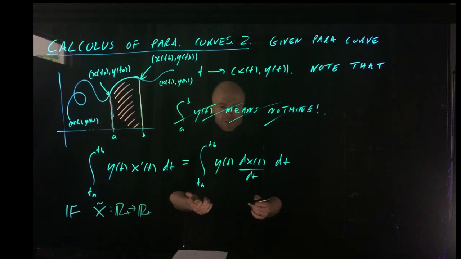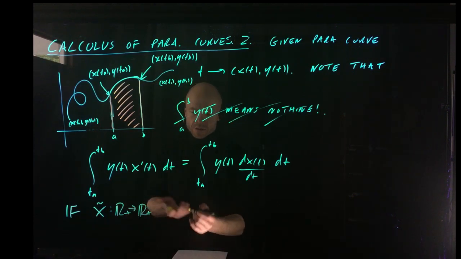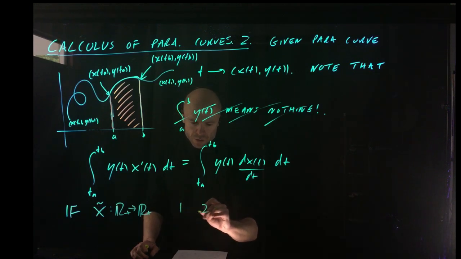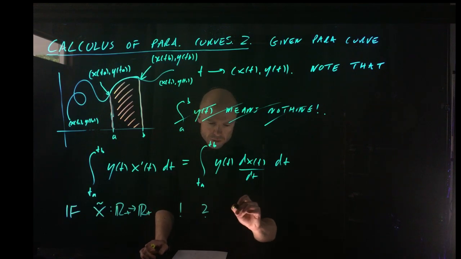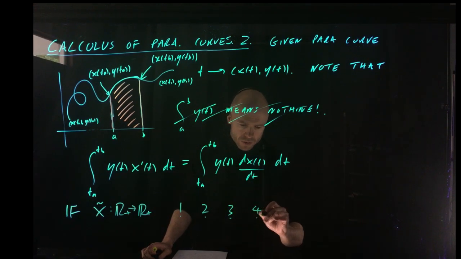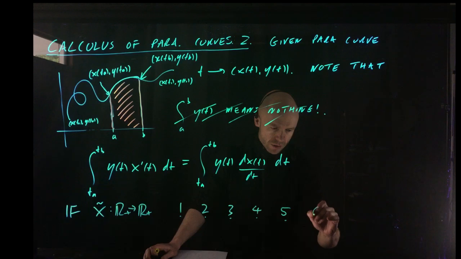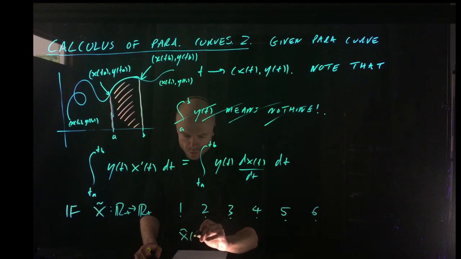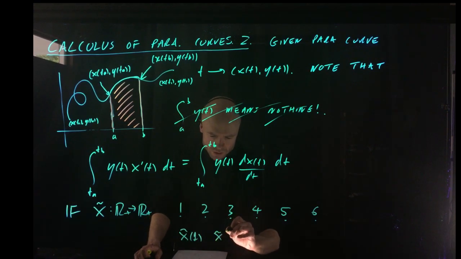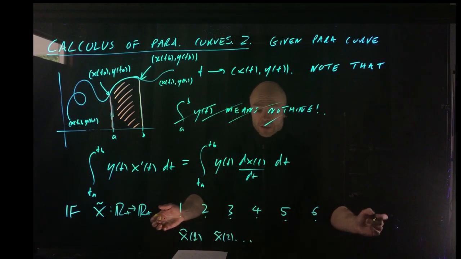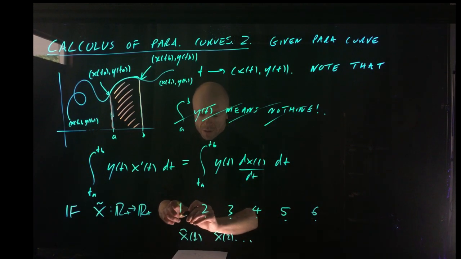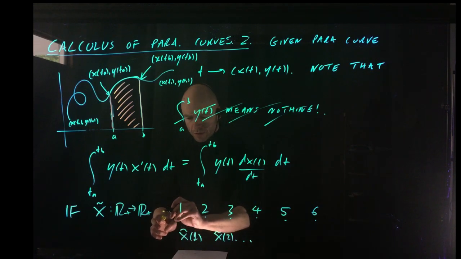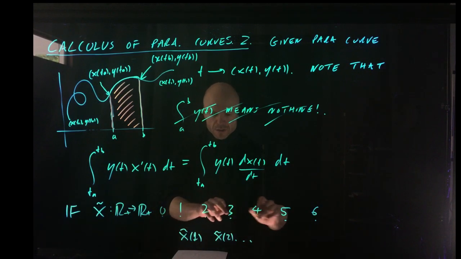Yeah? And let's just think about what it does on just the integers. So suppose you have 1, 2, 3, 4, 5, 6, and so on, right? Then x tilde of 1, x tilde of 2, and so on are some other numbers. So you can think about this as like a tape measure where this could be 0, say. So this is like 1 inch, this is 2 inches, this is 3 inches.